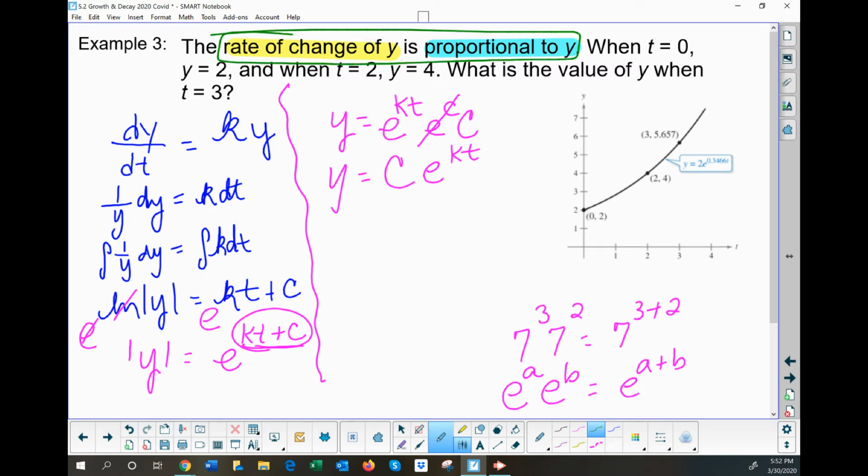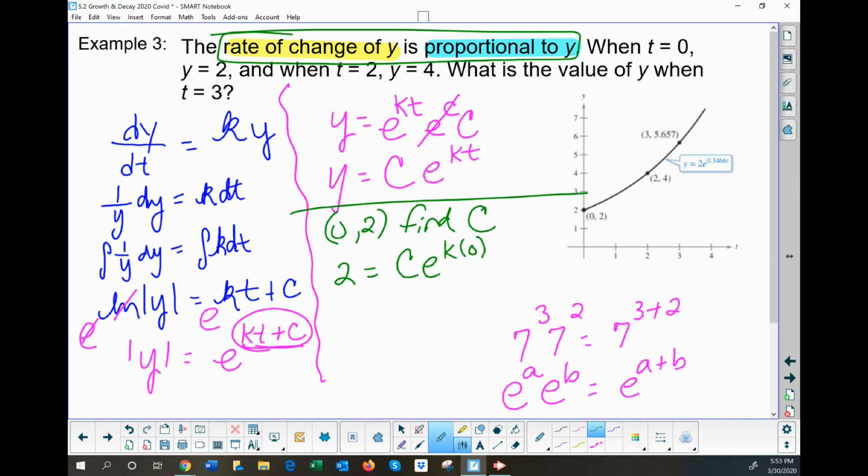I always love that. All right, so when t is 0, I get out 2. I'm going to use that initial condition to find C. So I plug in 2 for y. I plug in 0 for t. So that gives me e to the k times 0. Well, e to the 0 becomes just 1. So I figure out that C has to be 2.